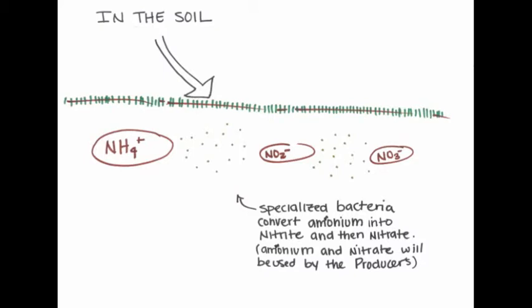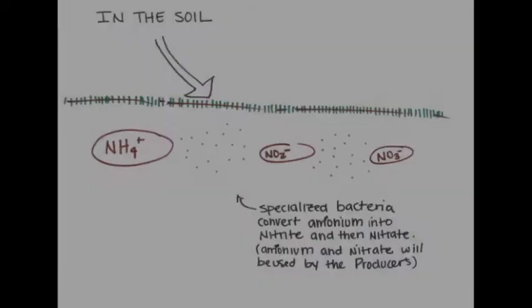The next step is nitrification. Nitrifying bacteria convert the ammonium into nitrite. Nitrite is not a usable form of nitrogen and must be converted again. The bacteria then convert the nitrite into nitrate. Nitrate is the most commonly used form.